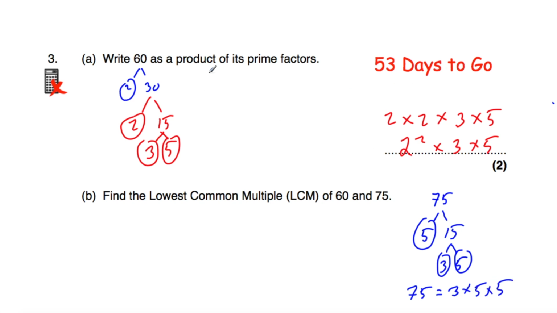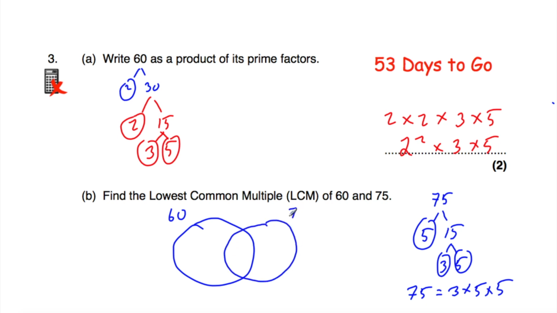So we've got 60 as a product of primes, and we've got 75 as a product of primes. Now let's find the lowest common multiple. So I'm going to do a circle here for 60, and another circle for 75. And then let's put the prime numbers in the diagram. So 60 is equal to 2 times 2 times 3 times 5, and 75 is equal to 3 times 5 times 5.